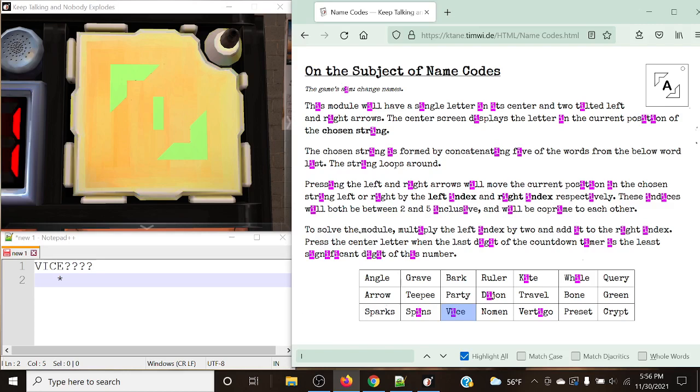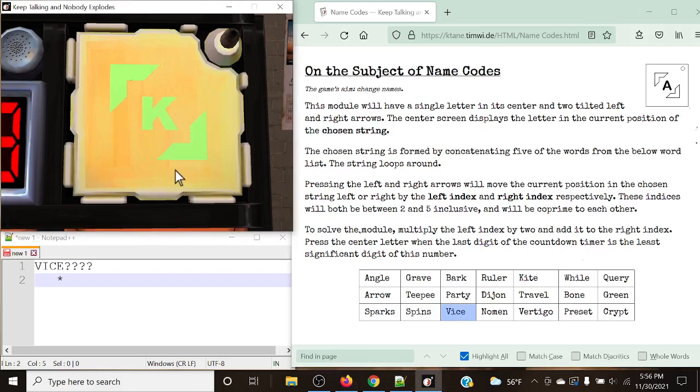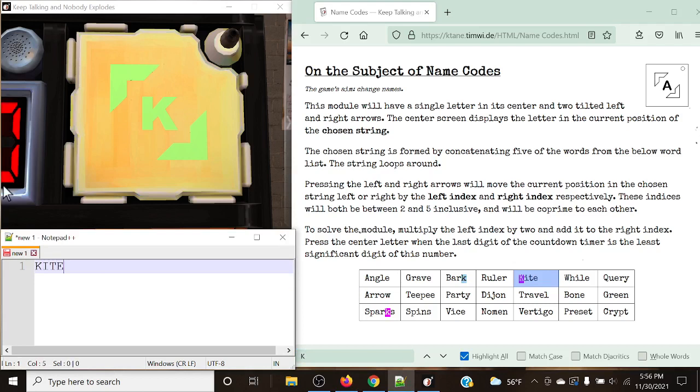This is an interesting one. I believe we did end up in vice. So let's go right maybe again. Oh, that's interesting. It ends up at a K. A K could be kite, for example, or bark, but I have reason to believe that it's a kite. So let's actually start at kite, for example.